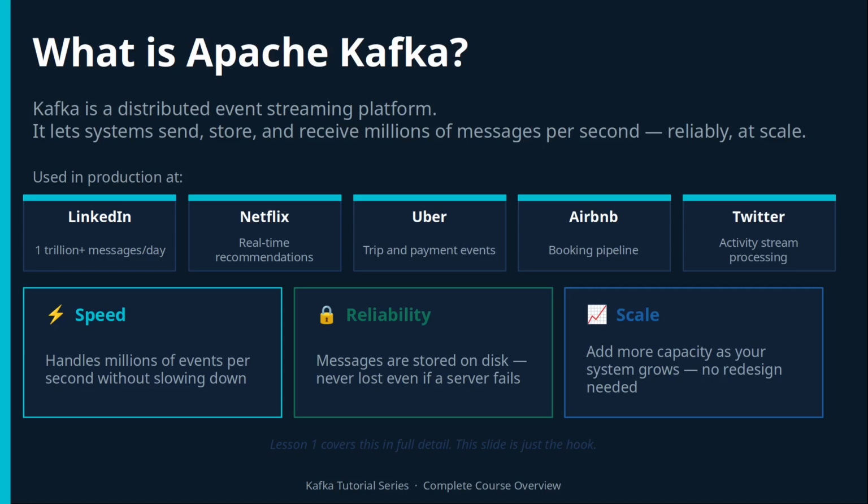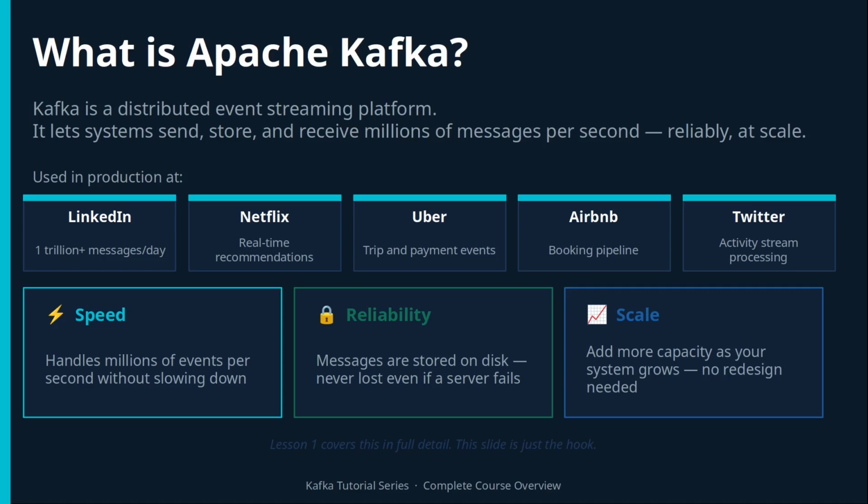LinkedIn processes over 1 trillion messages per day through Kafka. Netflix uses it for real-time recommendations. Uber moves trip and payment events through Kafka. Airbnb runs its booking pipeline on it. Twitter processes its activity streams with it.